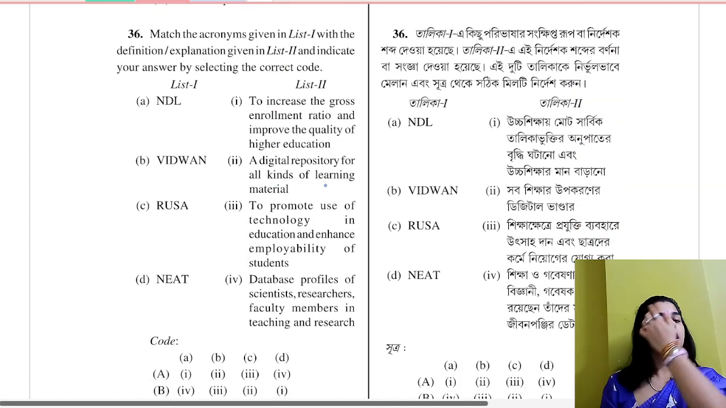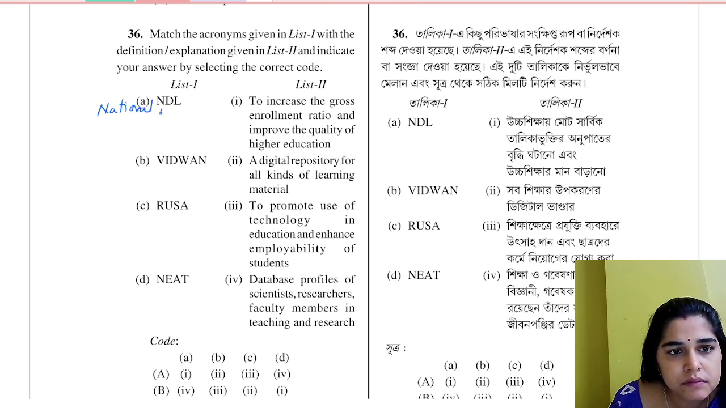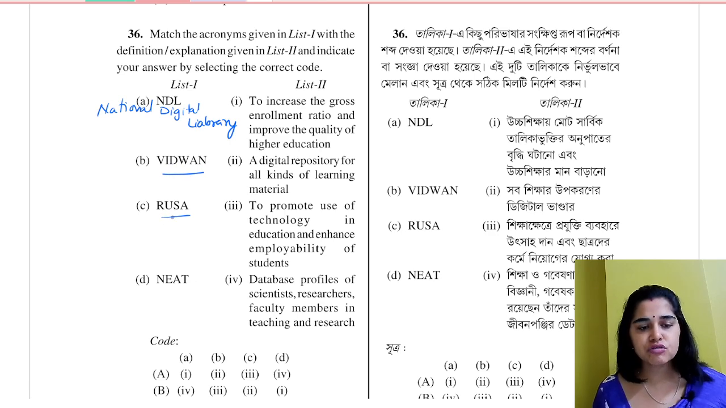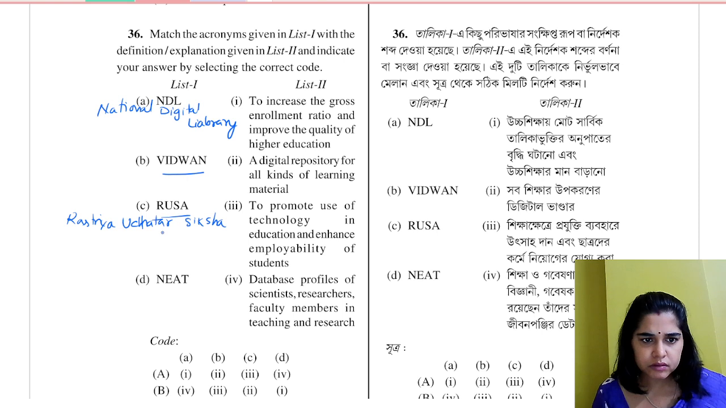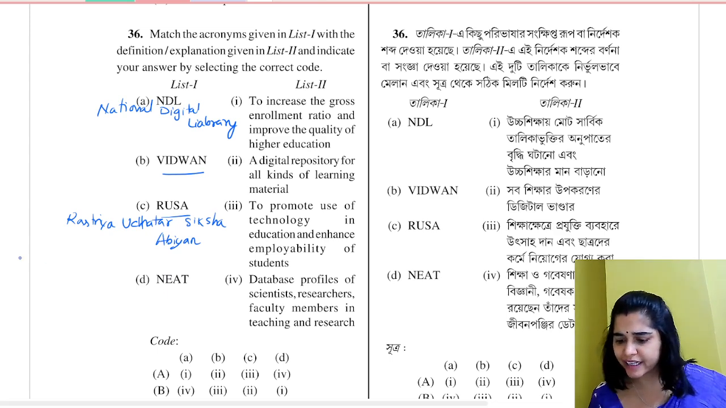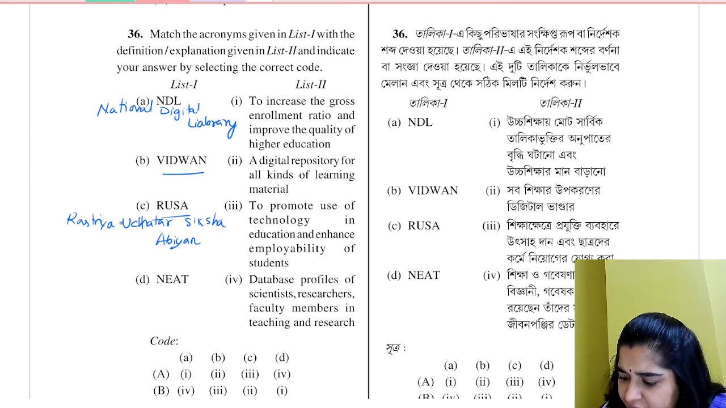Next question. The NDL, that is National Digital Library, and Vidwan, RUSA, Rashtriya Uchchatar Shiksha Abhiyan. What is NEAT? NEAT is also for something, that is National Education Alliance for Technology.